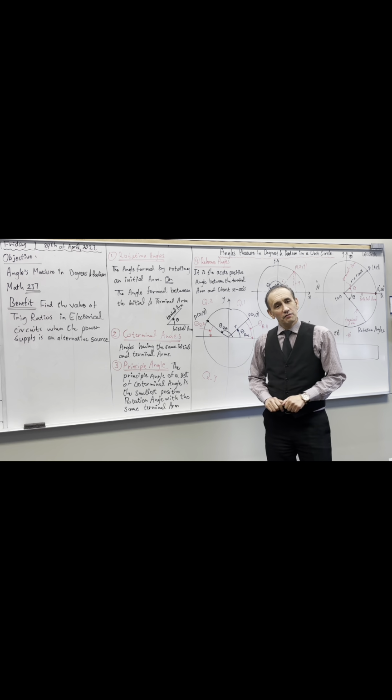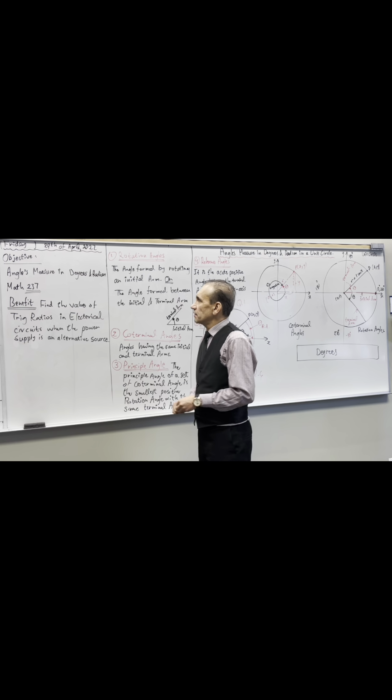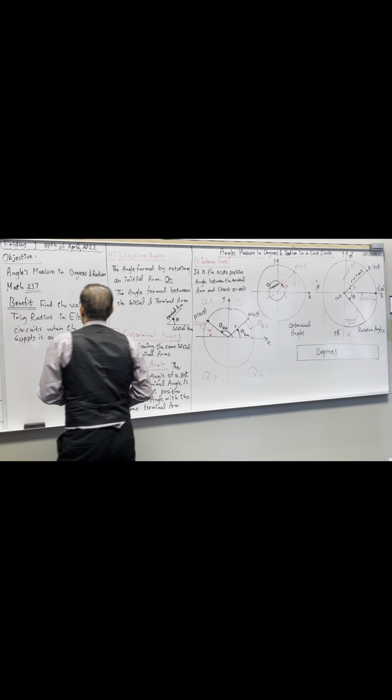Today, Friday, the 29th of April, 2022, we have a new topic: angles measured in degrees and radians in a unit circle. First of all, we need to know what the benefit is. The objective is angle measures in degrees and radians. We use this in Math 237, especially in electrical circuits. The benefit is to find the values of trigonometric ratios in electrical circuits when the power supply is an alternating source.